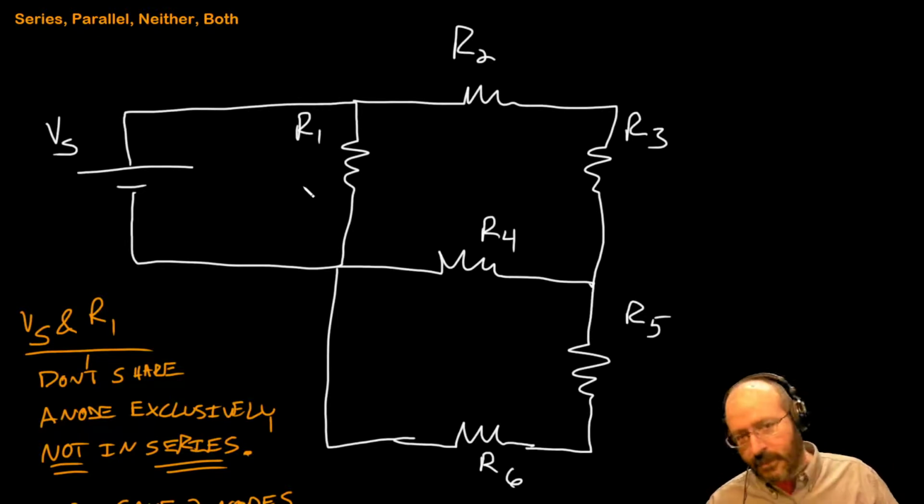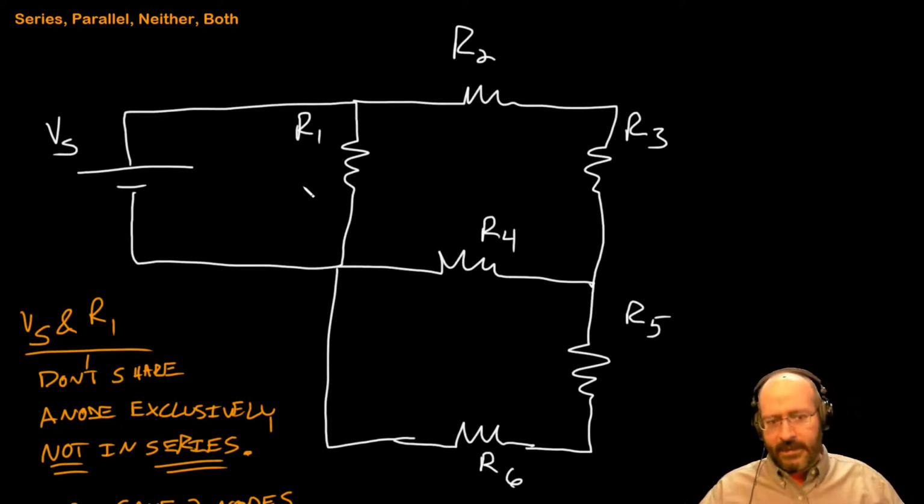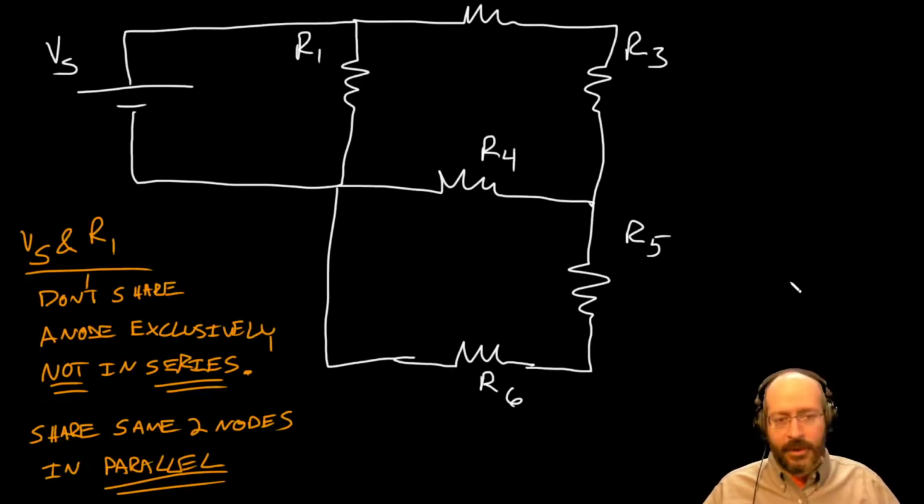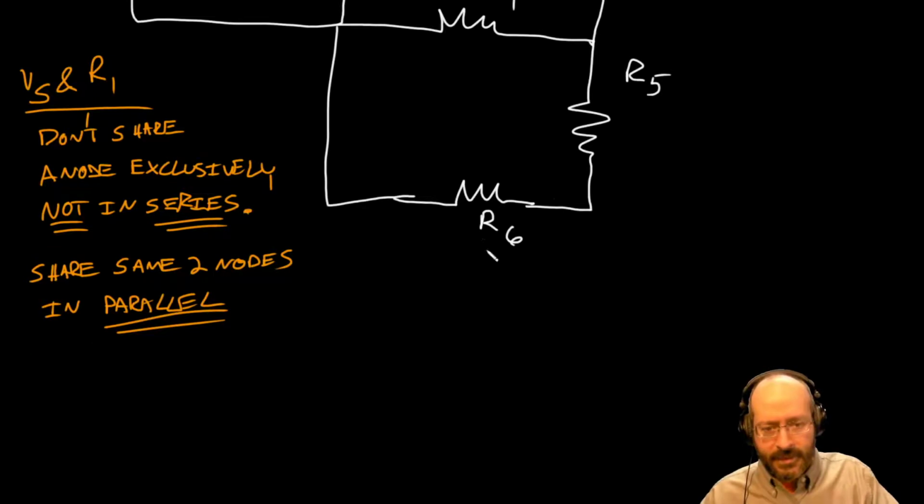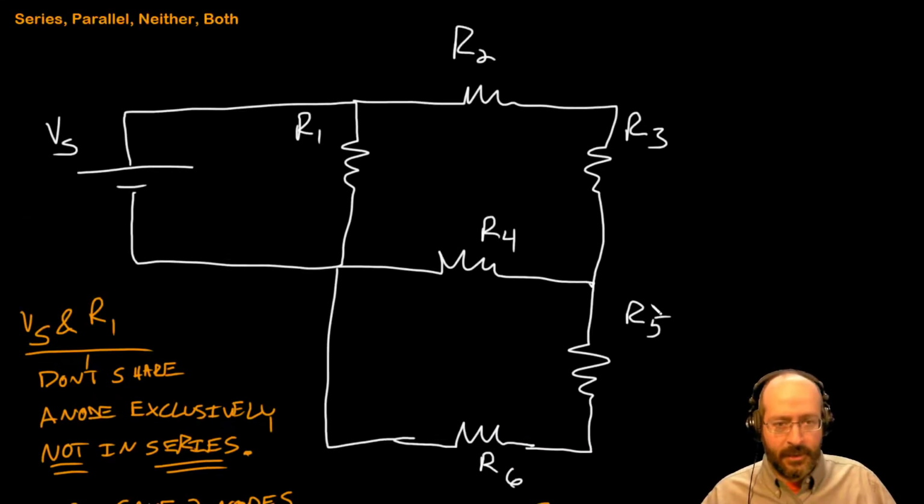Let me pick out some other ones. Let's say R2 and R3. Let's consider what's going on with R2 and R3. I'm not going to write out as much as I did a moment ago. R2 is connected over here and here, and R3 is connected over here and down here. So they don't share these nodes, but they do share this node in between, and not only do they share that node, but they share it exclusively.